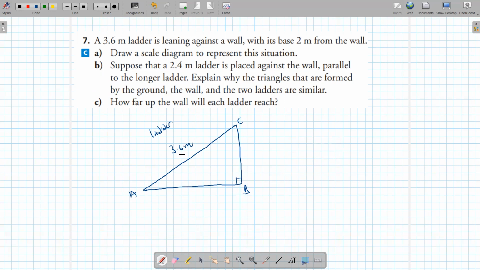Suppose that a 2.4 meter ladder is placed against the wall parallel to this ladder. If we need something to be parallel to this, it must be going this way, right? The 3.6 and this 2.4 meter ladder are parallel. Explain why the triangles formed are similar. How can we show that these two are similar? They have the same angles. Okay, that's good. What's the other one?